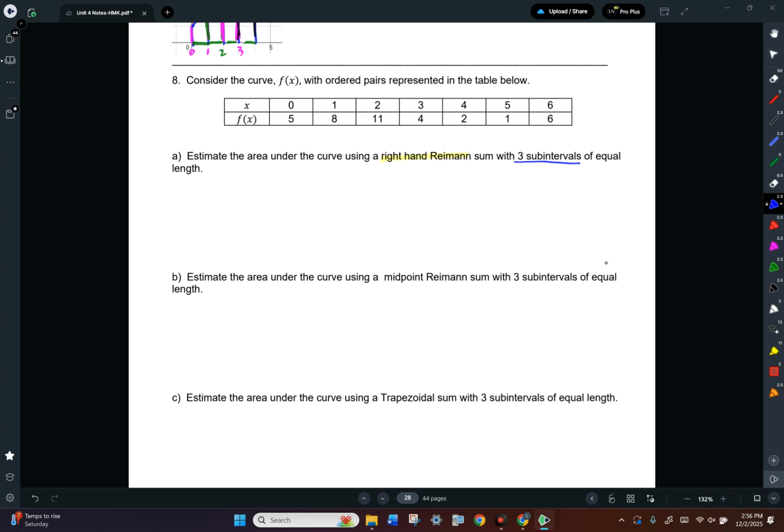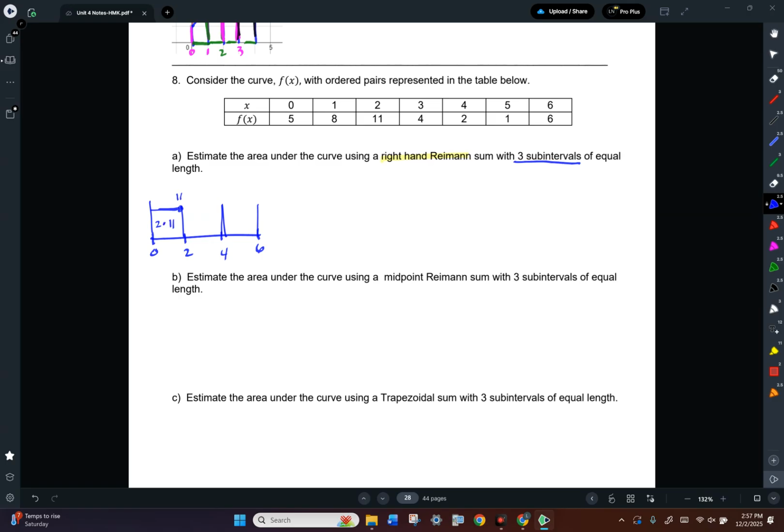So I know here's my x-axis. I know I'm going from 0 to 6. They said I want 3 intervals that are equal. So doesn't that mean each interval has to be 2 units wide? Okay, so each of these are going to be kind of the separators for my rectangles. And I want to use the right side to determine the height. So from 0 to 2, I'm going to use the height at 2. Well, the height at 2 is 11. So the height of this rectangle is 11. So this rectangle is a 2 by 11.